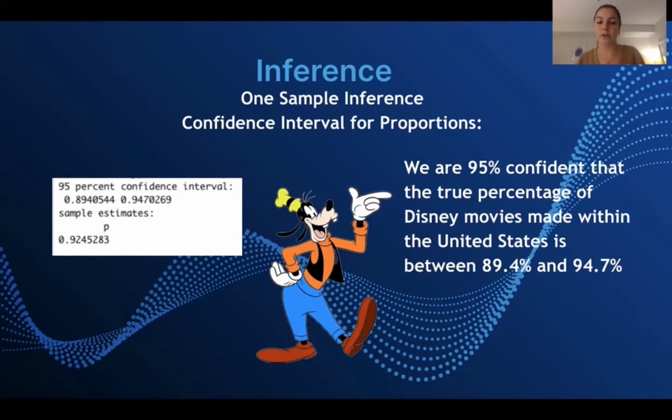We can conclude from that interval that we are 95% confident the true percentage of Disney movies made within the United States is between 89.4 and 94.7%. And this makes sense because in our sample, our data set, we saw that a lot of movies were made in the US, so it makes sense that the majority of movies generally within the larger population would be made in the United States.